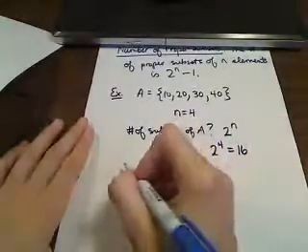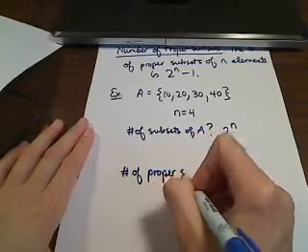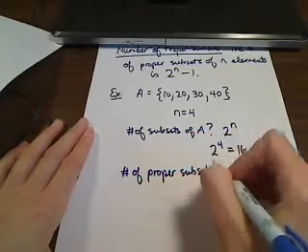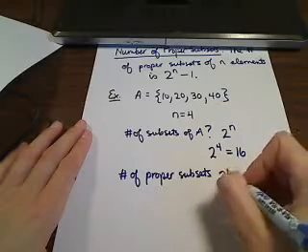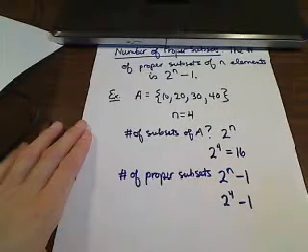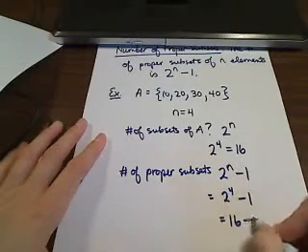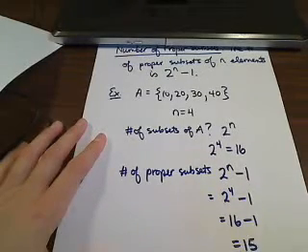And if we wanted to know the number of proper subsets, that is going to be 2 to the n minus 1, which is 2 to the 4 minus 1, which is 16 minus 1, or 15.